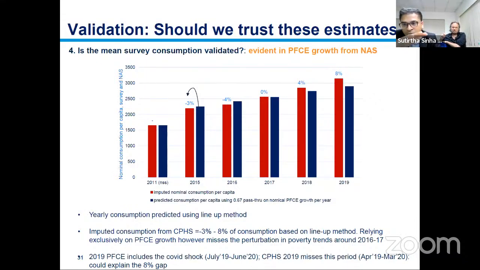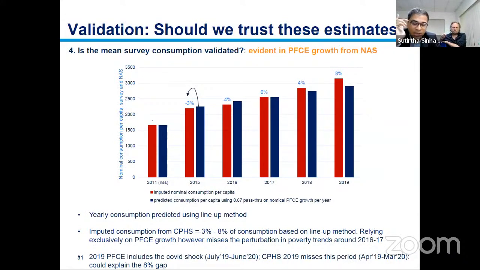Then in 2017, we close out the gap. So our estimate is very close to what national accounts would say the survey consumption is. And then in 2018-19, we overestimate. This is most likely because those years were the high poverty reduction periods.